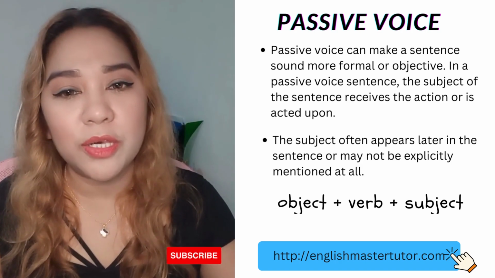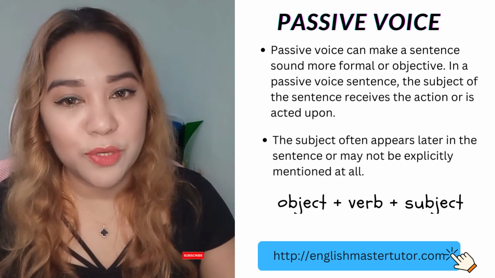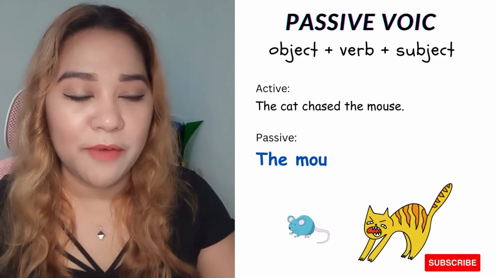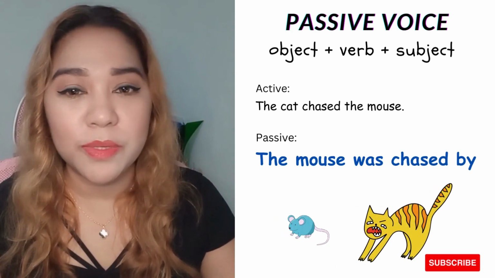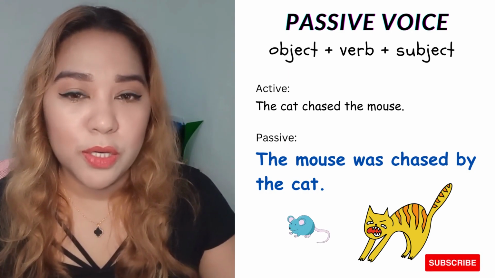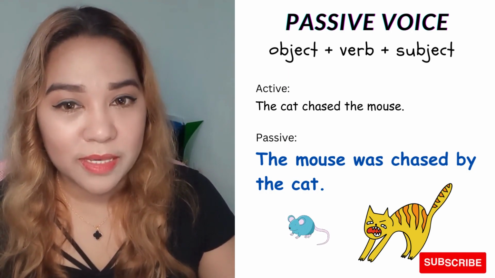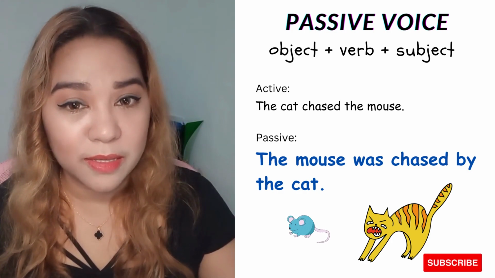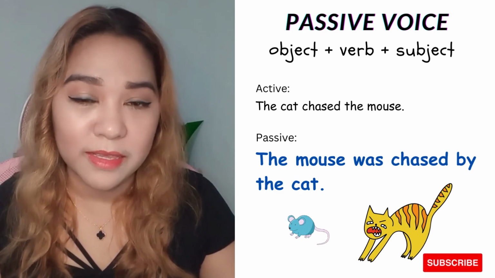So let's use the examples that we had earlier. Let's just change it from active to passive, okay? Now let's have the first one. The mouse was chased by the cat. So again, object first. Okay, the mouse was chased, that's the verb, by the cat.